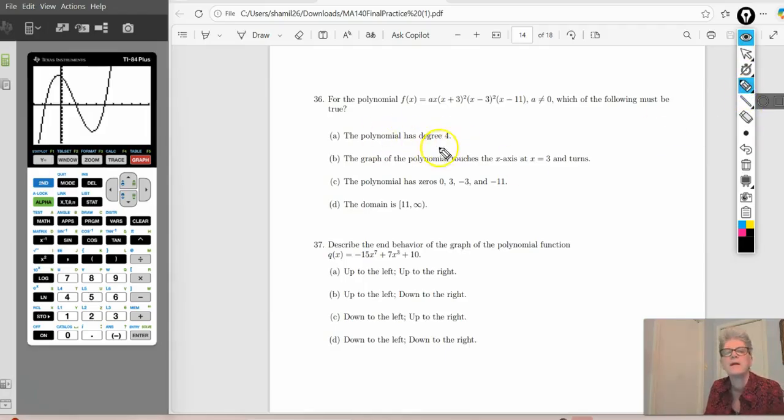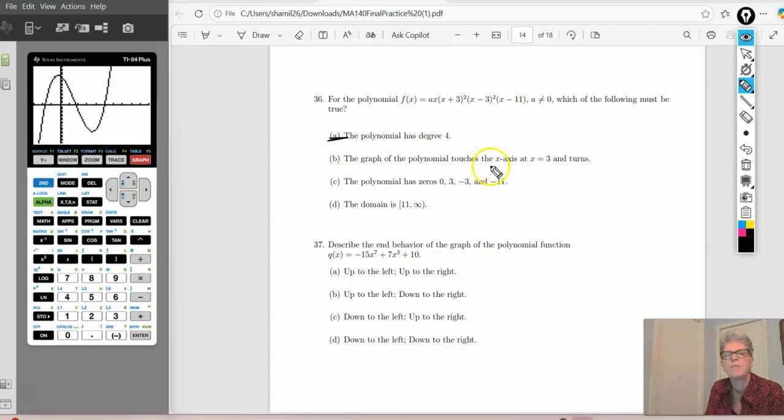The polynomial does not have degree 4. The polynomial has degree x to the first plus x to the second plus another 2. So that polynomial has degree 6. So it's not going to be that. Okay. So it's not A.